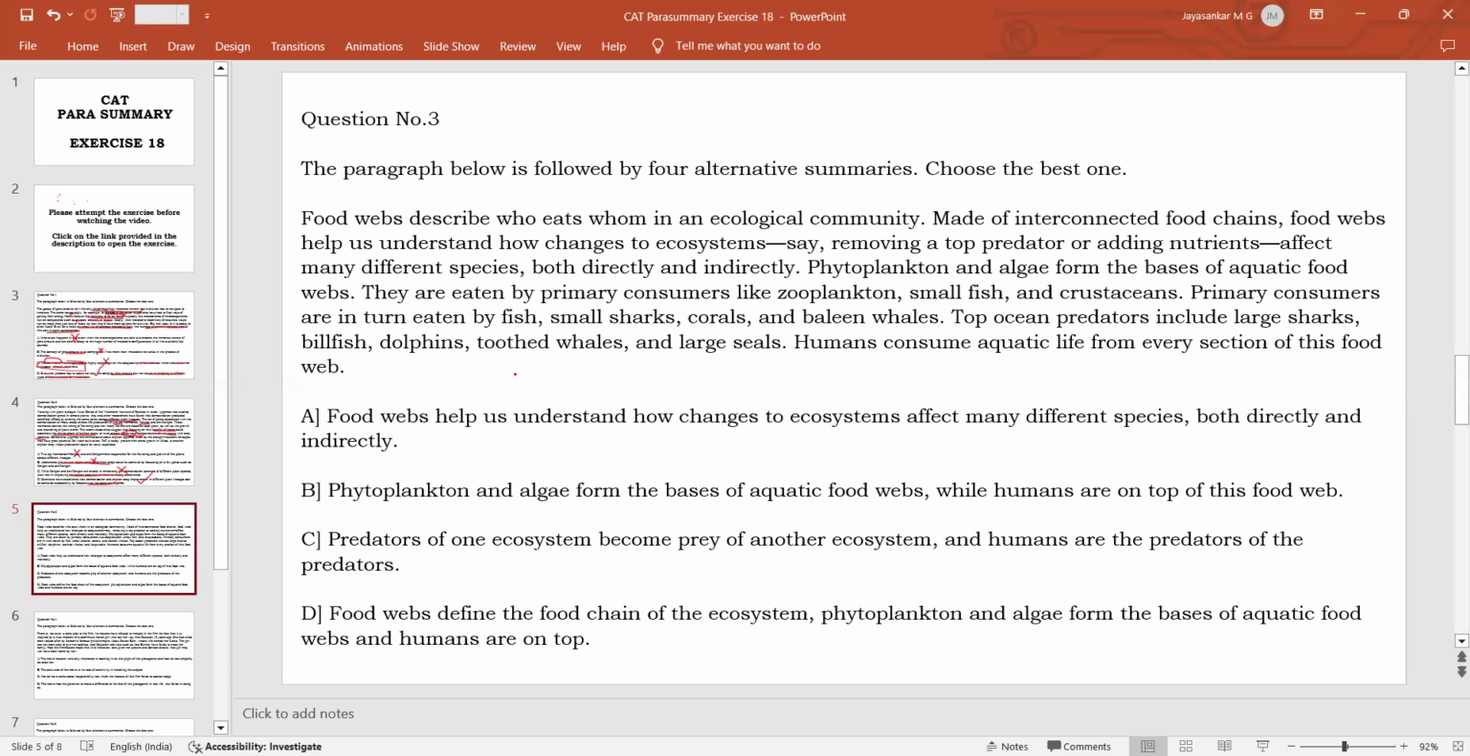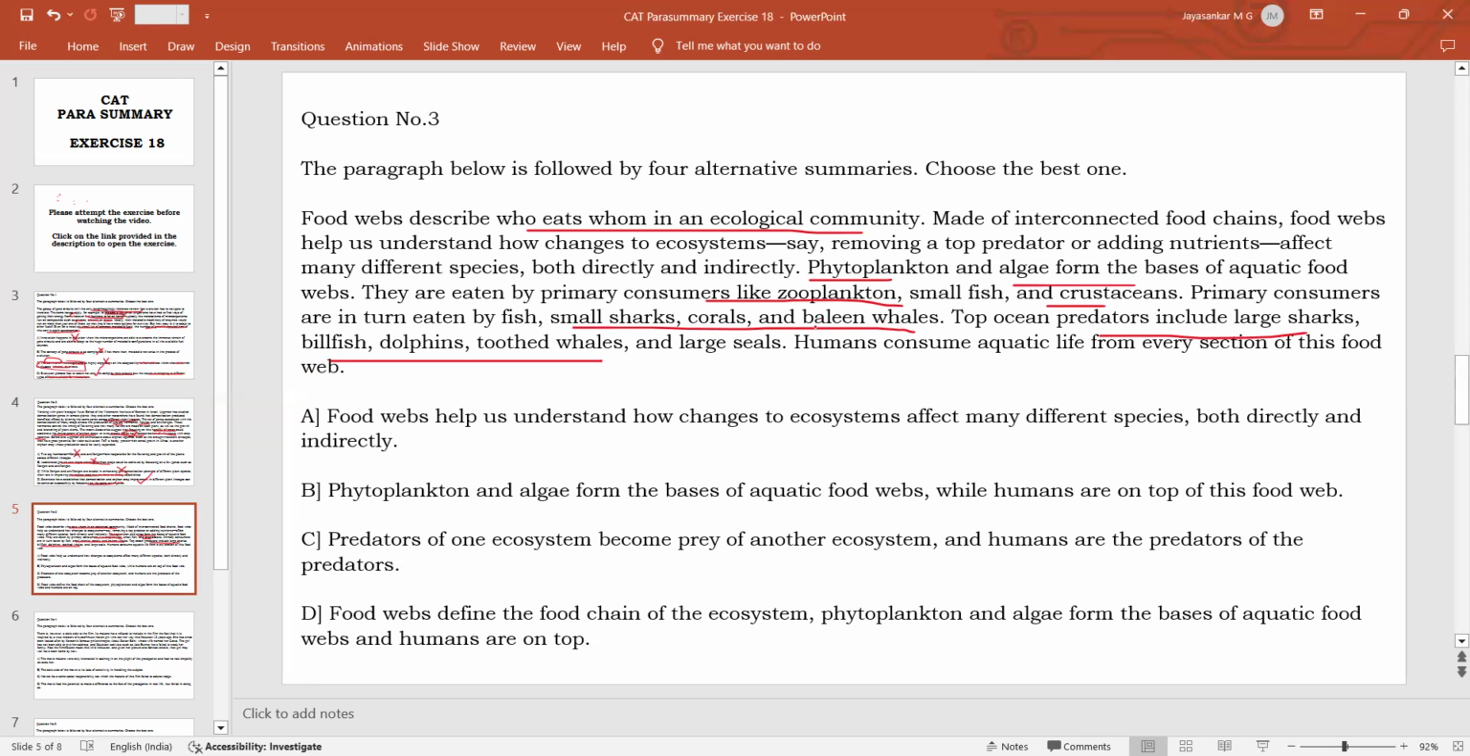And then it goes on to talk about the aquatic food web. In the aquatic food web, the phytoplankton and algae are the basis, meaning the lowest rung of the food web, and they are eaten by primary consumers, because we know a food web describes who eats whom in an ecological community. So in an aquatic food web, phytoplankton and algae are the lowest. They are eaten by primary consumers like zooplankton, small fish, and crustaceans. And these primary consumers are eaten by fish, sharks, coral, baleen etc. And then top ocean predators, large sharks, billfish, dolphins, tooth whales, etc.